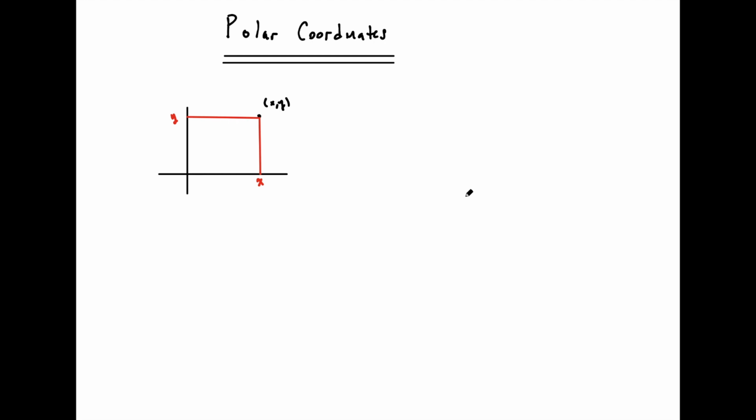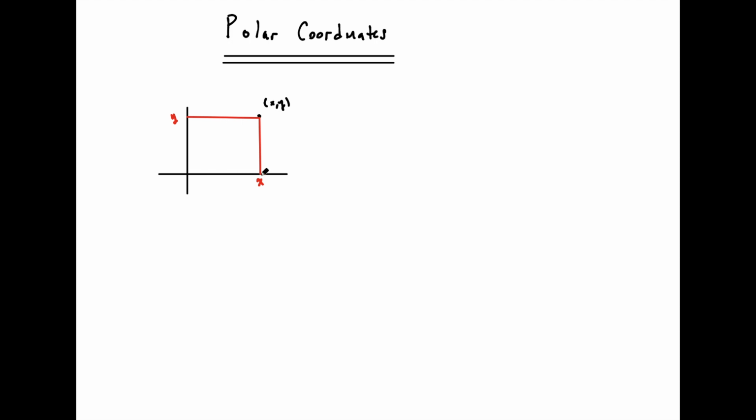What we're used to is Cartesian coordinates. If I draw a point in space, I can tell you how to get to that point by giving you two numbers, the x-coordinate and the y-coordinate. A polar coordinate system is just an alternative way to describe how to get to this point.